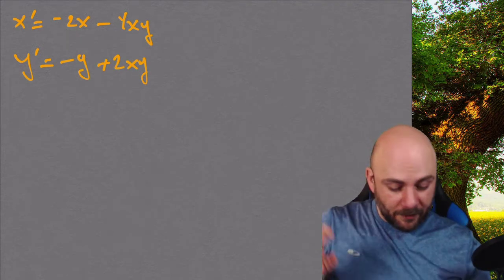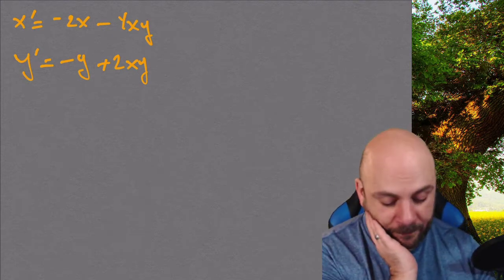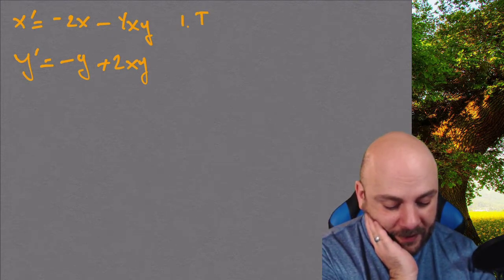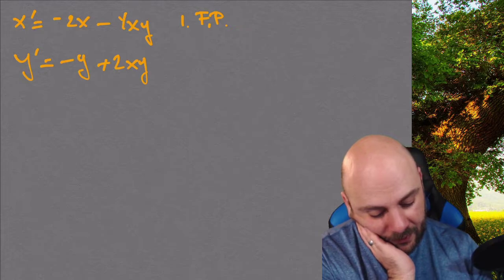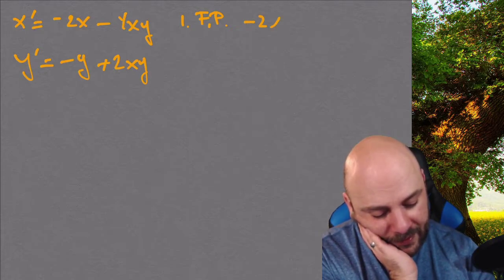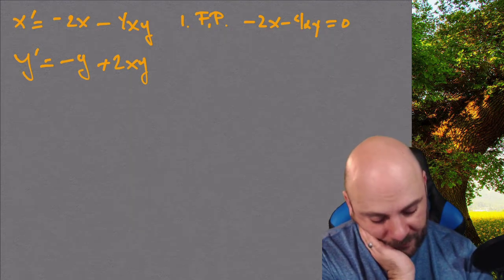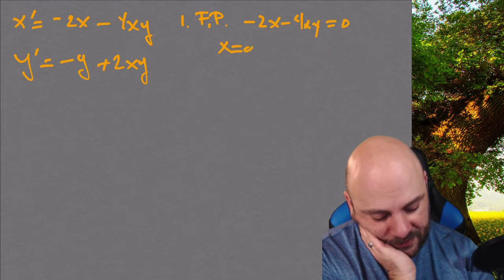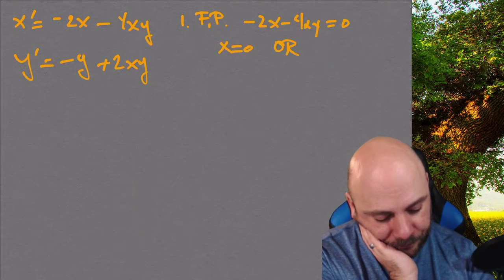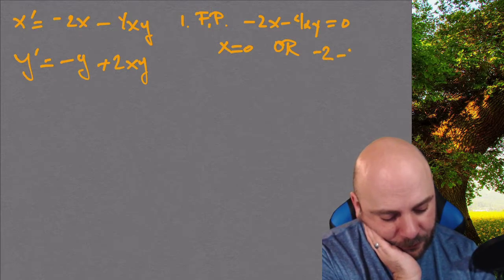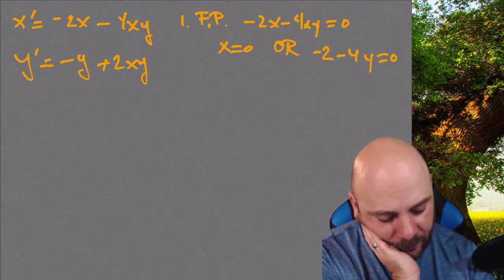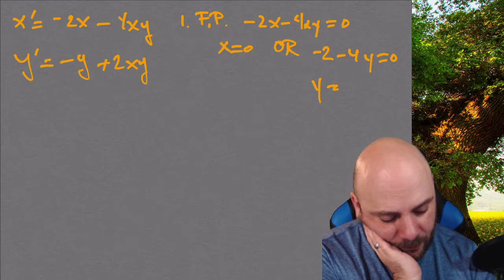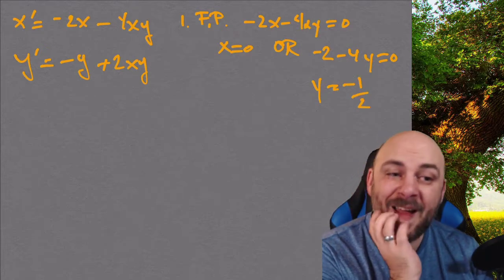Okay, I don't have paper on this now. Step 1: find our fixed points. Negative 2x minus 4xy equals 0. So this means x equals 0, or negative 2 minus 4y equals 0, which gives me that y equals negative 1/2.